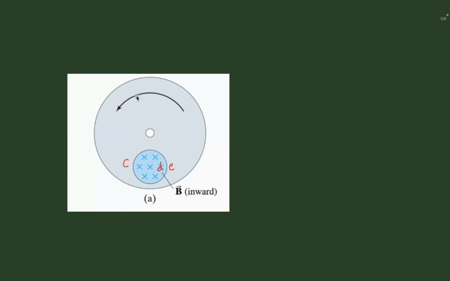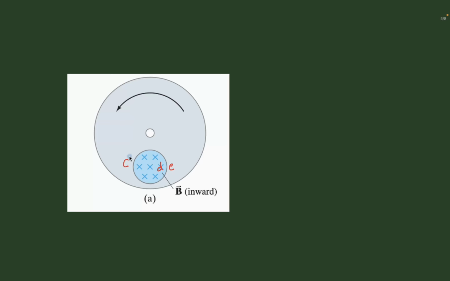But because the disc is rotating, different sections of the disc are entering into this magnetic field region and leaving that magnetic field region, right? So a region like C here, let us say this section here, initially doesn't have any magnetic field, but this region is now going to enter into the magnetic field because of the rotation.